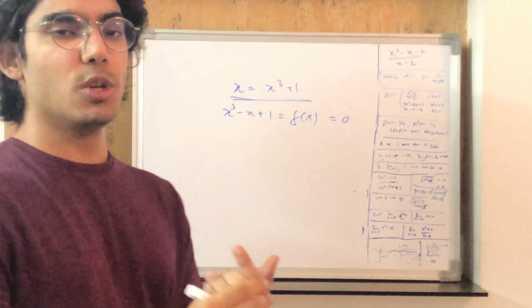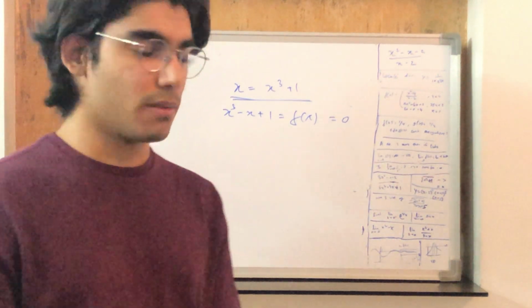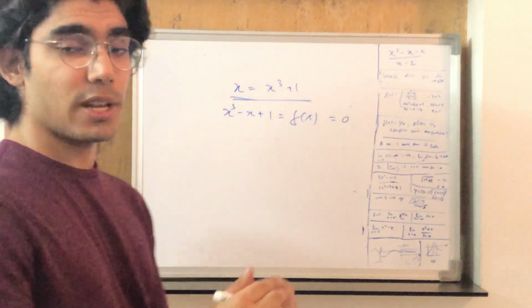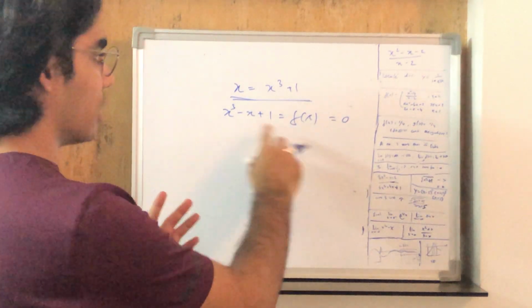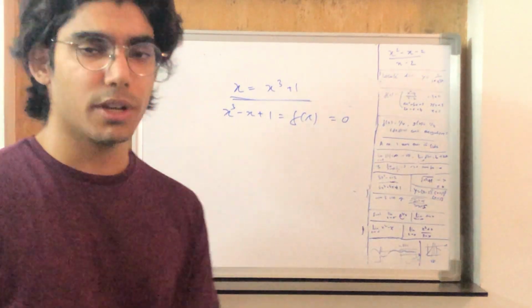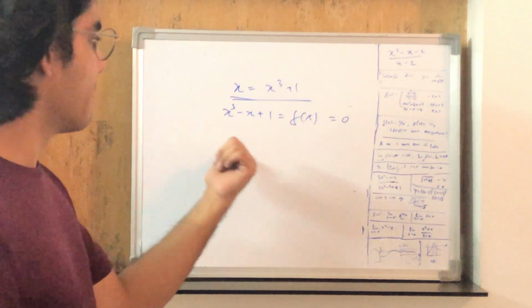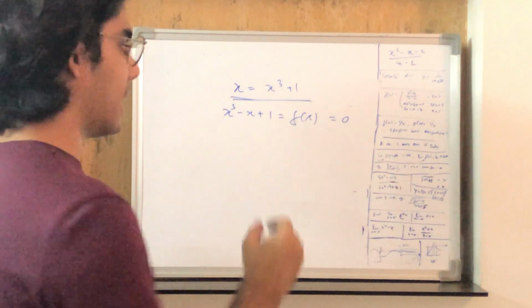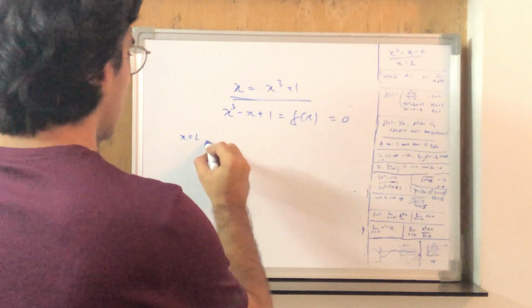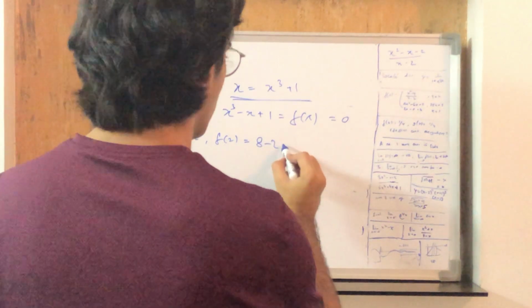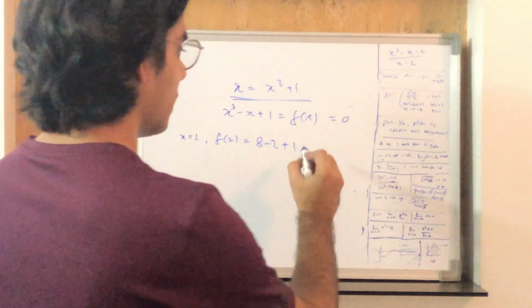And now I can use the intermediate value theorem, right? What I do is that I say, obviously I know that this is a cubic function, a polynomial function which is continuous everywhere. That I know, right? Now, what is the value that I get when I take x is equal to 2? F of 2, that's 8 minus 2 plus 1. 6 plus 1 is 7.